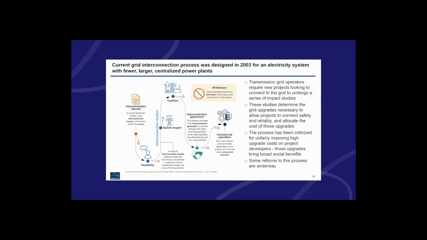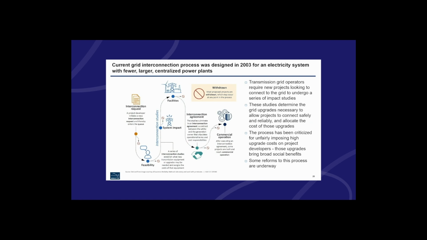Again, there's a lot going on in this chart, so I'll step through it slowly, but I just want to stress that the way that we connect power plants to the electric grid today was basically formulated in 2003. 20 years ago, we had a very different electric system than we do today. It was really designed around fewer, larger, more centralized power plants, i.e. coal and natural gas power plants. Like I just showed in the interconnection queues, the grid system of today and of the future is wildly different. So we do need to reform the way that our interconnection system works to accommodate this new reality.